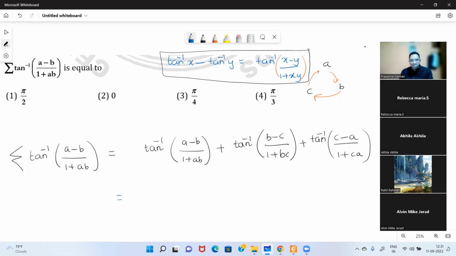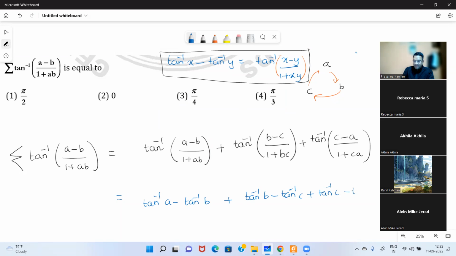Am I audible? Yes, sir. So can you tell me tan inverse of (x minus y) by (1 plus xy), if I give you, can you write it as tan inverse x minus tan inverse y? Yes, sir. So now you have tan inverse of (a minus b) by (1 plus ab). So how can you write it? Tan inverse A minus tan inverse B. Exactly. Similarly, can you tell me for the next one? Plus tan inverse B minus tan inverse C and plus tan inverse C minus tan inverse A.